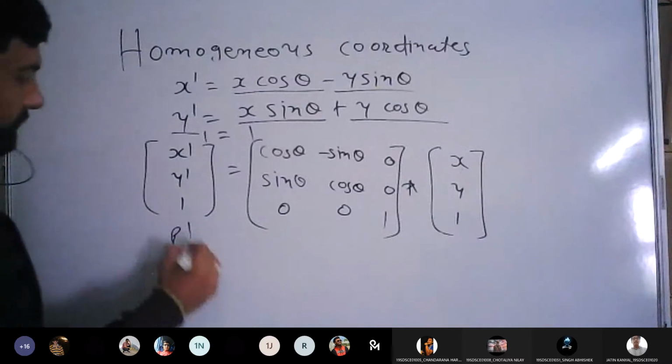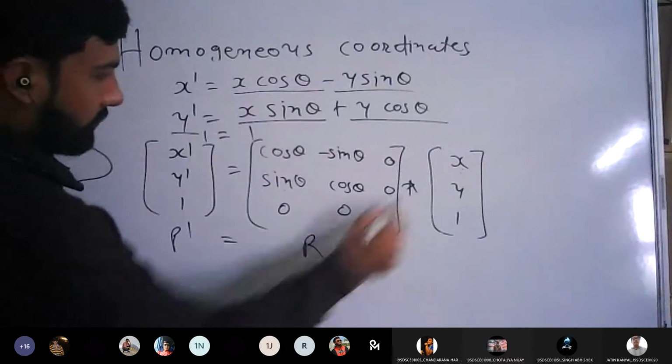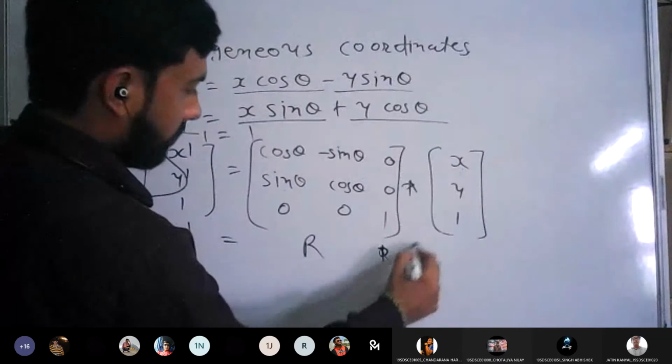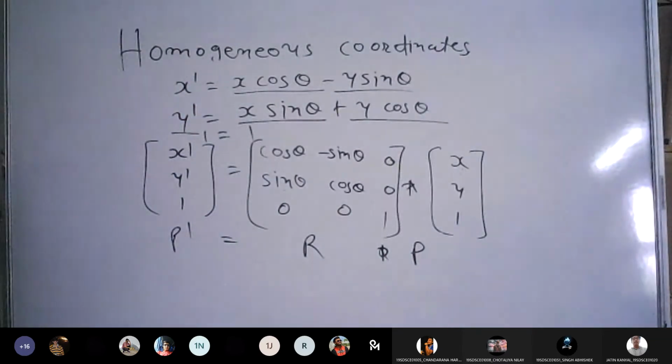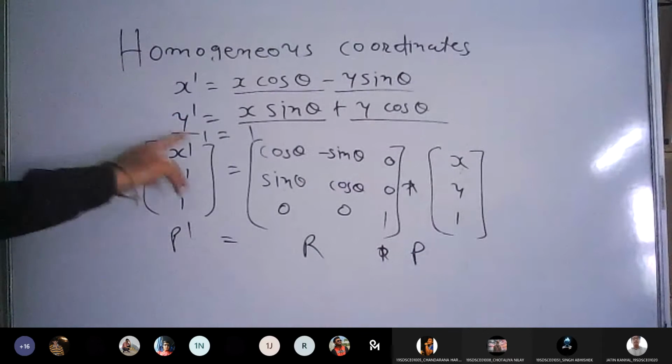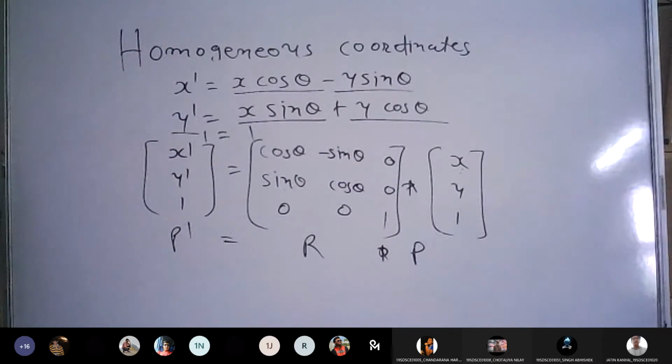This is your p dash equal to r into p. P dash is r into p. So this is how you can convert your equations into matrix form having 3 by 3 representation. Any doubt so far in rotation?